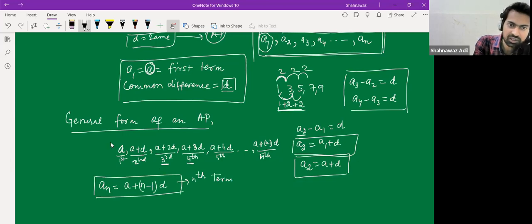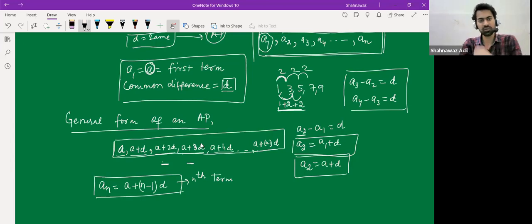Right? And this is the general form. So let me erase this part. So this is the general term, general form of an AP. Any question up to this point, guys? Any question? Talha and Shaima, any question?